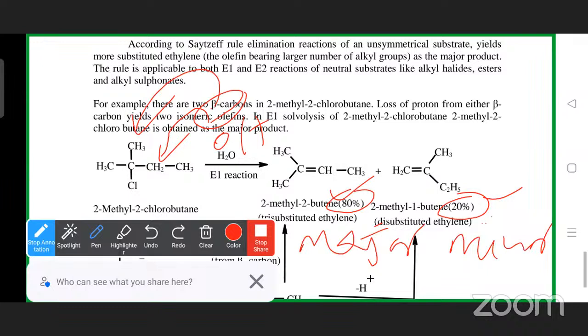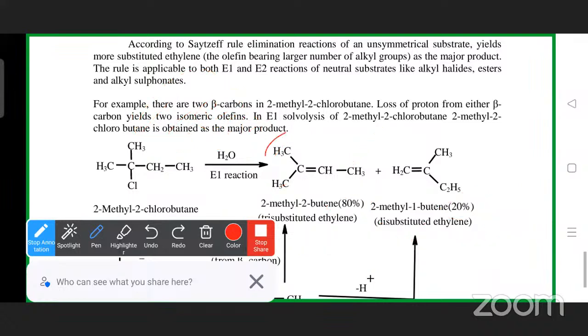So why is this major and why is this minor? When you see 2-methyl 2-butene, it is a trisubstituted olefin: 1, 2, and 3. On either side of this olefinic bond there are three alkyl groups attached. That's why it is trisubstituted.